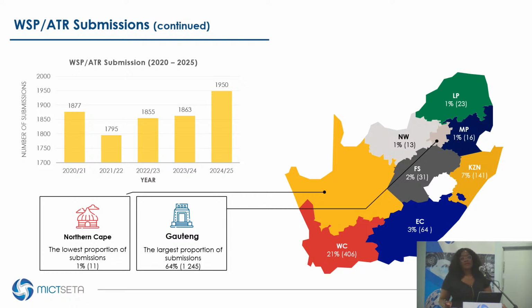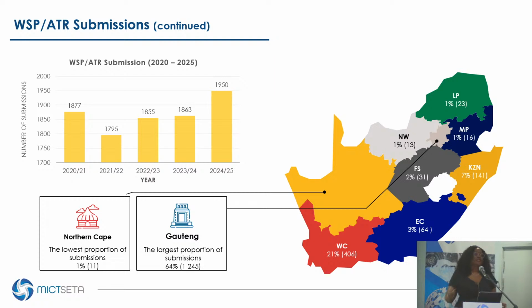So most of the time, everything happens in Gauteng, followed by the Western Cape and KZN, with the smallest submissions, which is also the smallest province, being the Northern Cape. So this is just to give you an idea of the submissions that we receive every year and how those numbers are actually structured for your own benefit and understanding of how we use the data.